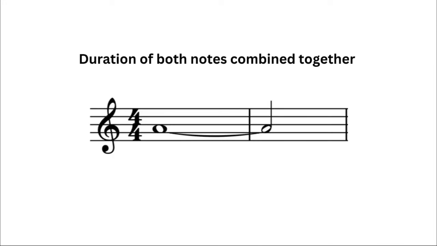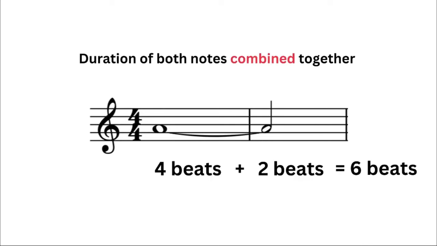To start, let's define what a tie note is. A tie is a curved line connecting 2 notes of the same pitch. When 2 notes are tied together, the duration of both notes is combined and played as 1 note.